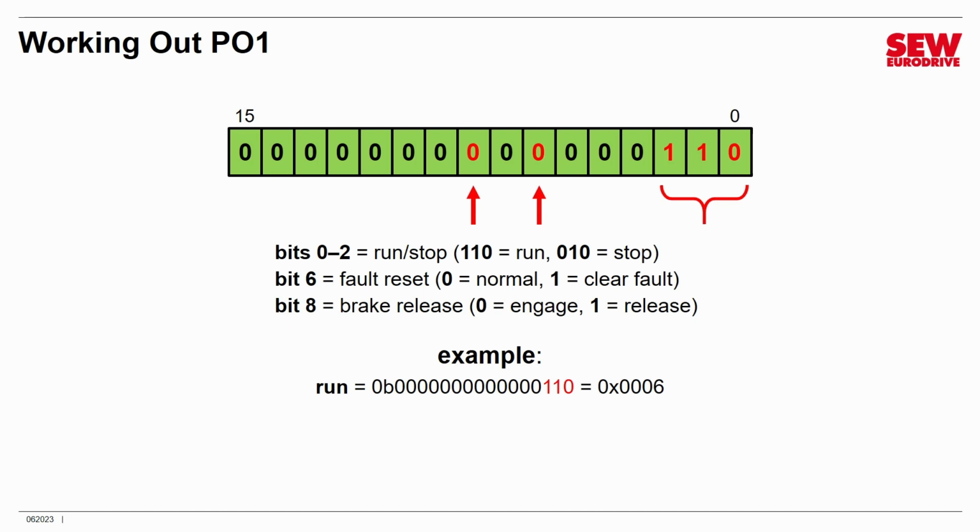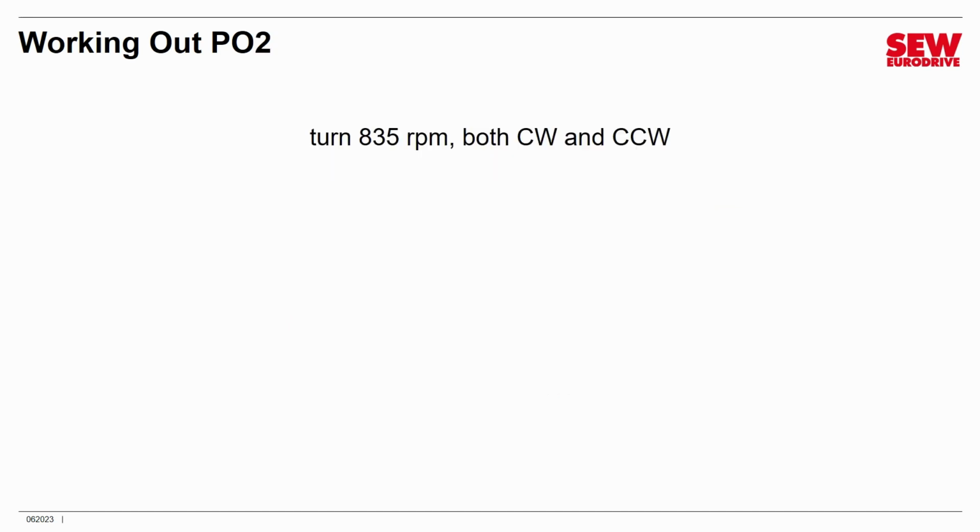You just set the bottom 3 bits to 110, which translates to hexadecimal 0006. To stop the MOVIMOT, you need to send a 010 in the bottom 3 bits. That is hexadecimal 0002. So those are the 2 numbers you'll need to send in PO1 in order to run or stop the MOVIMOT. All right, we now need to work out PO2, which is our speed word.